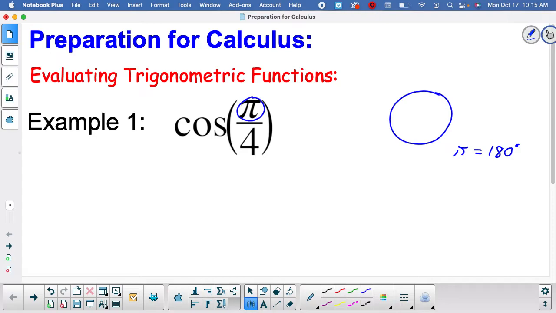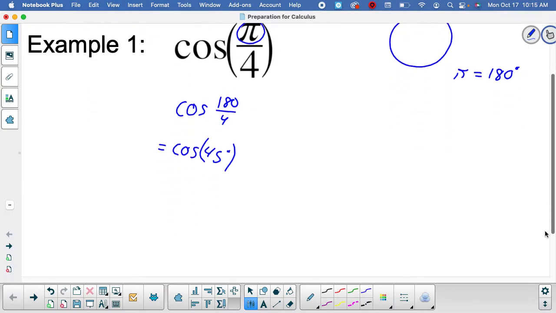And so when I want to evaluate cosine of pi over 4, in my mind, I'm thinking, what degree is this? This is kind of like having 180 over 4. I'm just substituting pi with 180, and this gives me an idea of what angle we're actually looking for. This is really looking at cosine of 180 over 4, which is the same thing as 45 degrees. So if I convert this from radians into degrees, this is what it converts into.